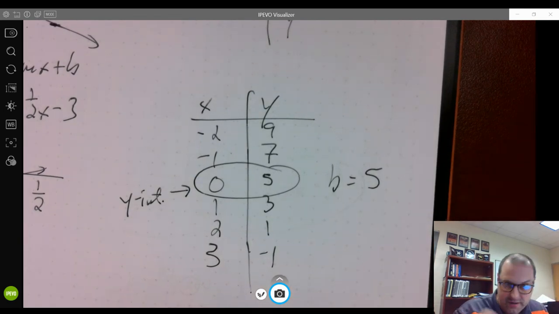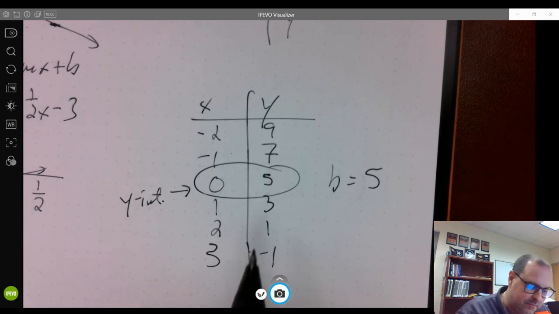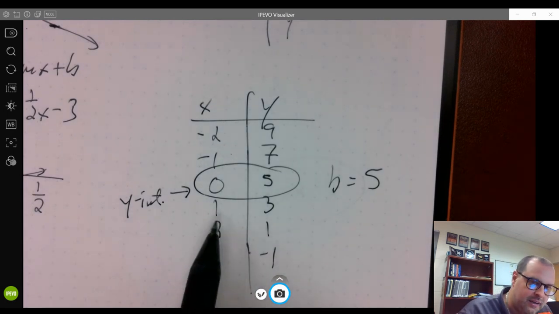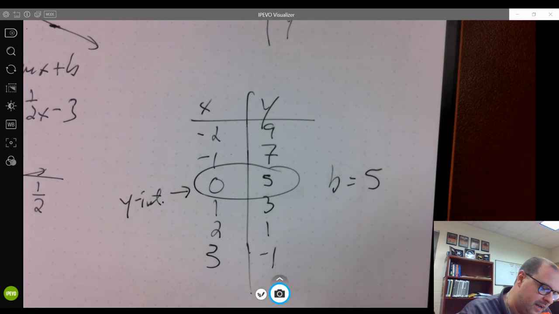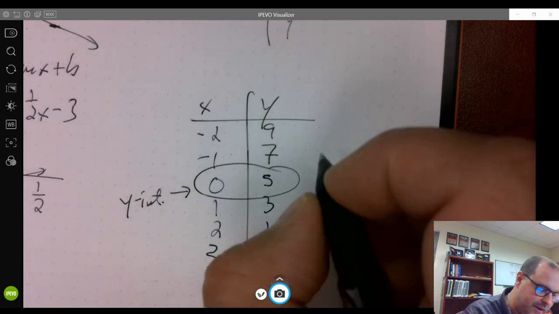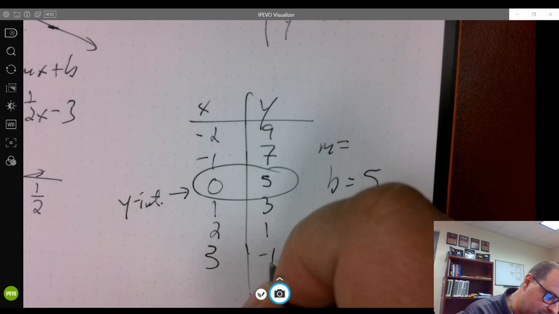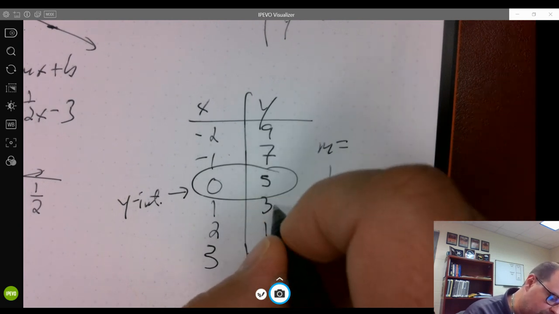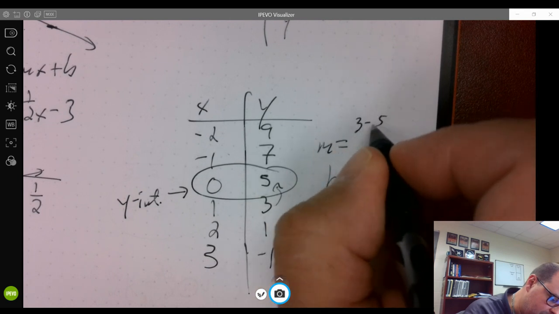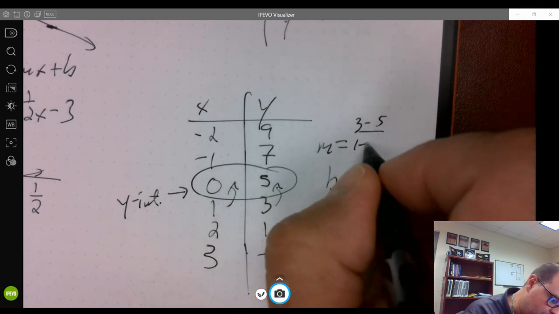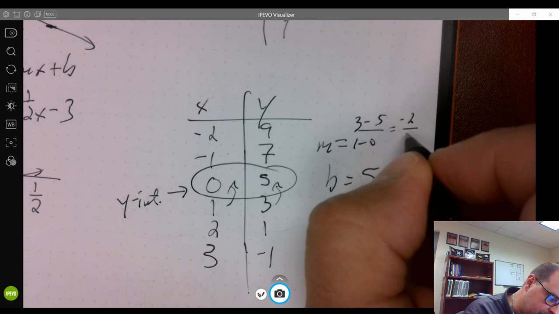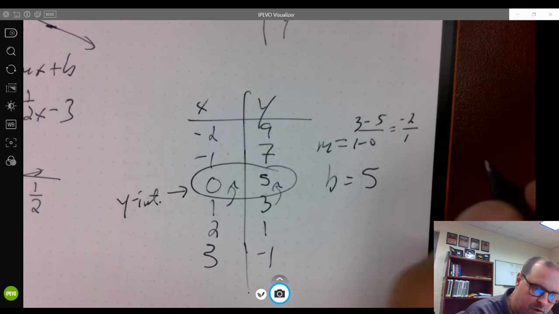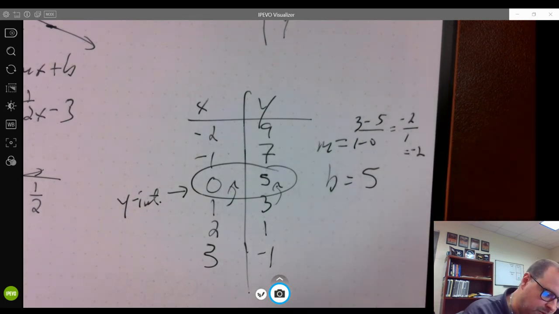I just couldn't look at a graph and point it out. And then I need to get a slope. Well, we did slope before, take any 2 points. Doesn't matter if you take this and this. I'm going to take ones that are close to each other. So I'm going to go 3 minus 5 over 1 minus 0. I get negative 2 over 1, which simplifies to negative 2.